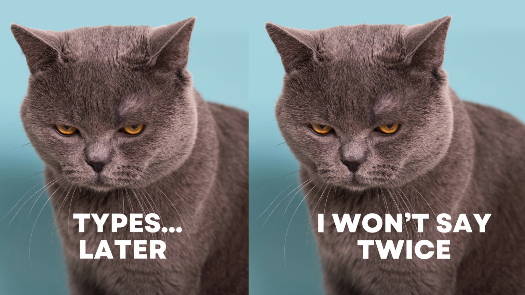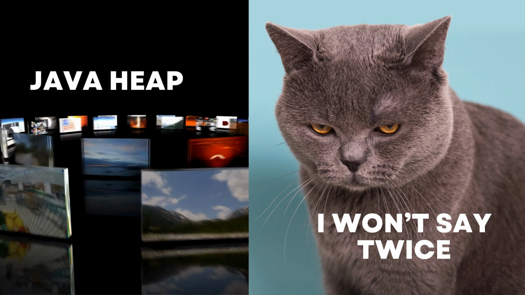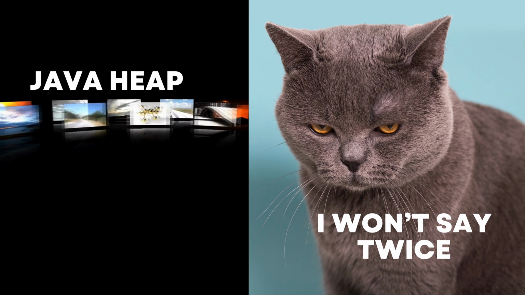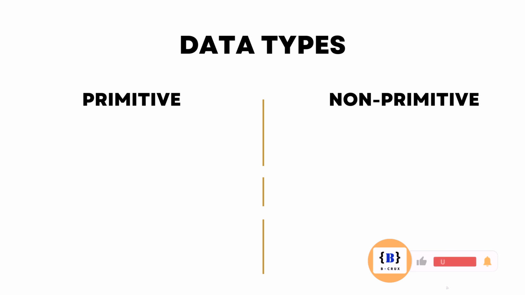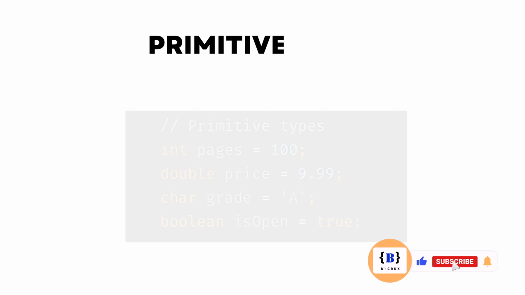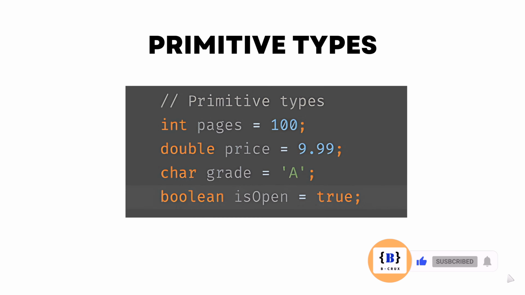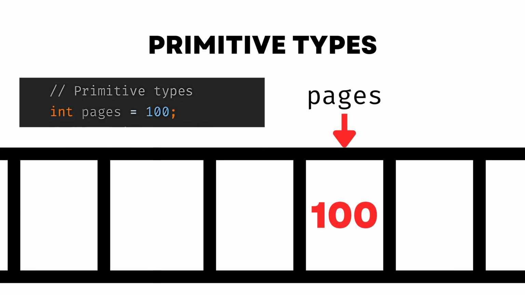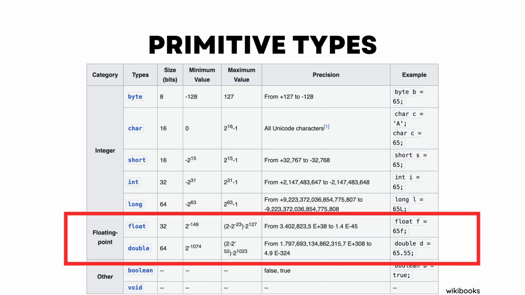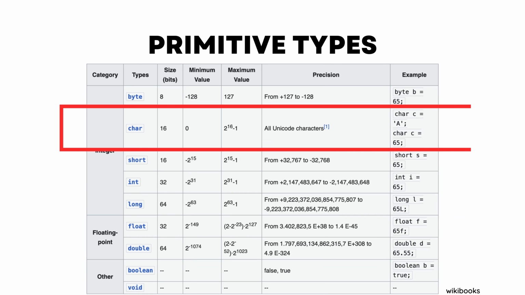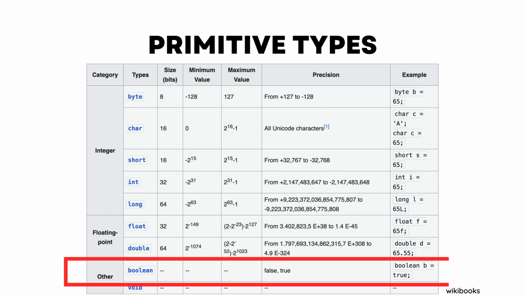Java is seriously strict about types, and it enforces data types strictly to manage memory efficiently and prevent bugs. Java has two main categories of data types, primitive and non-primitive. Let's break them down. Primitive types store simple values. They have a fixed size in memory. For example, byte, short, int, and long are used for whole numbers. Float and double are used for decimal numbers. Char is used for single characters. Boolean is used for true and false values.